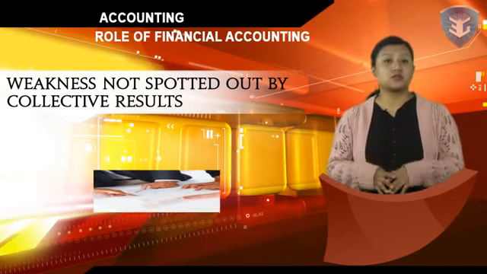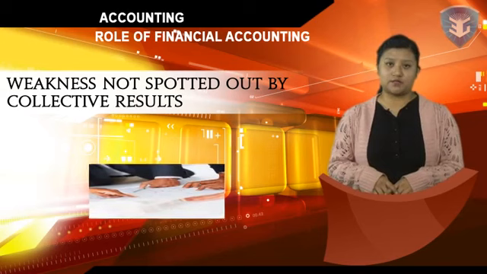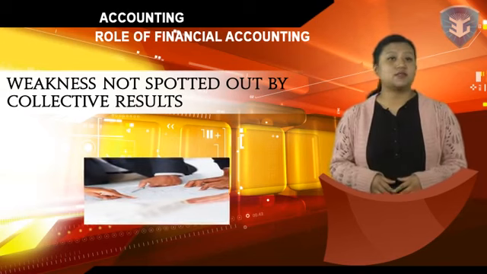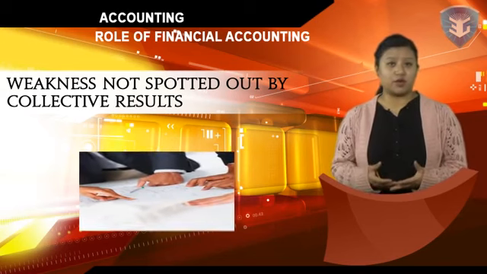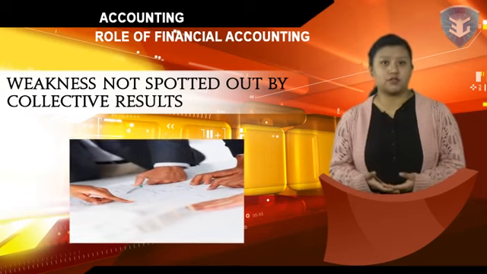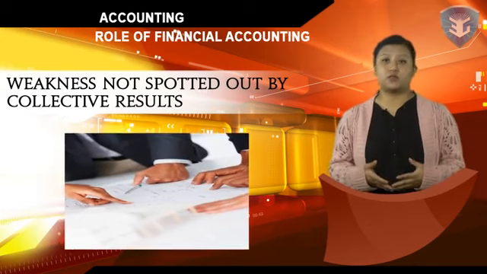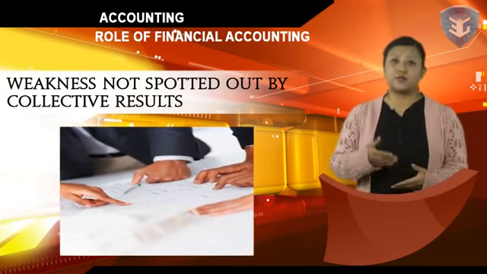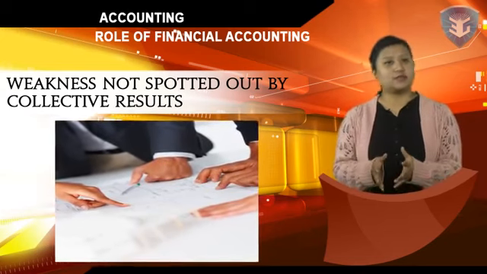Financial accounting discloses only the net result of the collective activities of a business as a whole. It does not indicate profit or loss of each department, job, process or contract. It does not disclose the exact cause of inefficiency, that is, it does not tell where the weakness is, because it discloses the net profit of all the activities of a business as a whole.